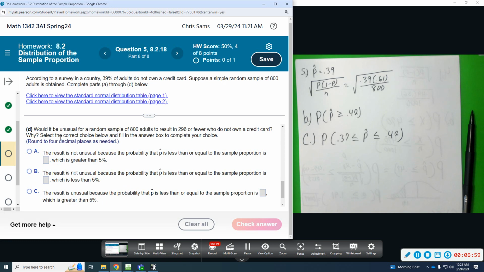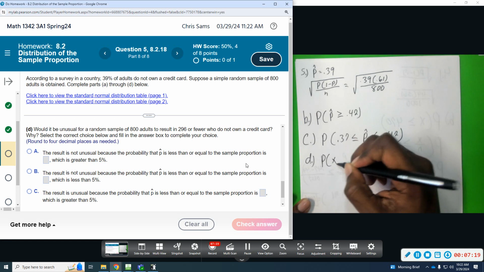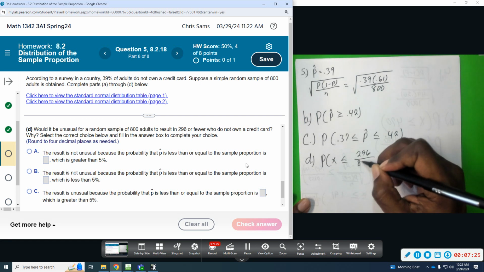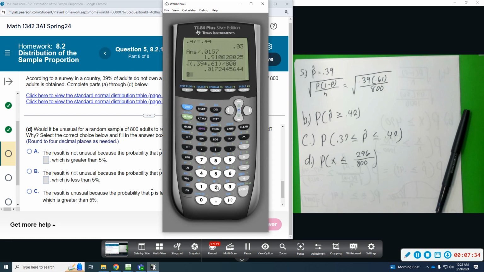And then part D. Would it be unusual for a sample of adults to result in 296 or fewer who do not own a credit card? Why not? So we have to find out what that proportion is. We're looking for the probability of less than or equal to 296, and we're going to divide that by the sample size, which is 800. So 296 divided by 800 gives us a value of 0.37.